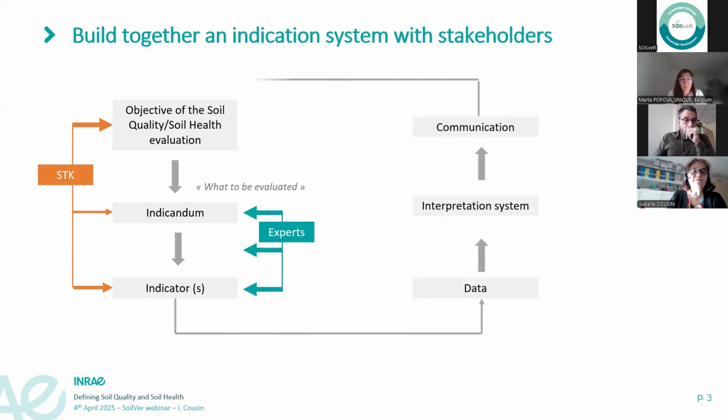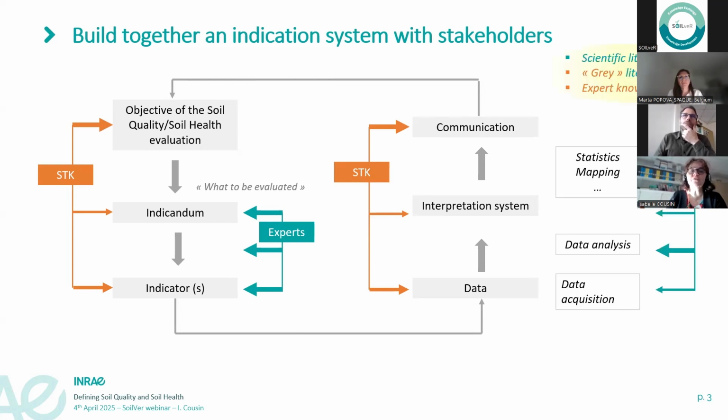And then when we have defined the indicators, we have to evaluate them by data, interpretation system, and then communicate. And so the data usually are known by stakeholders. The communication definitely is the word of stakeholders. And the experts, they can interact at several levels to help in data acquisition, in data analysis, in this flow, and then to provide some statistics, mapping, exercises, and methods, and so on.